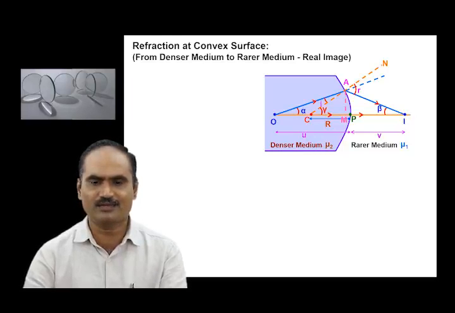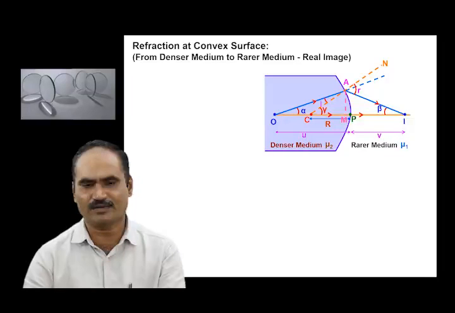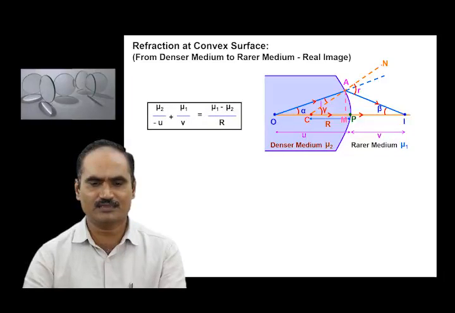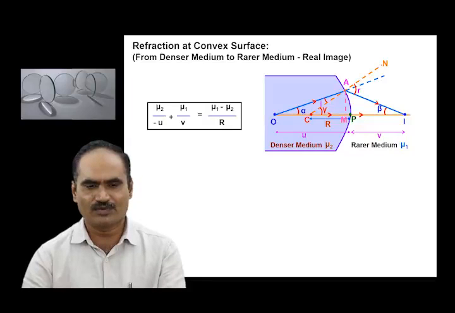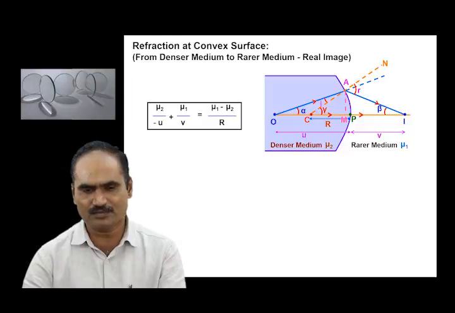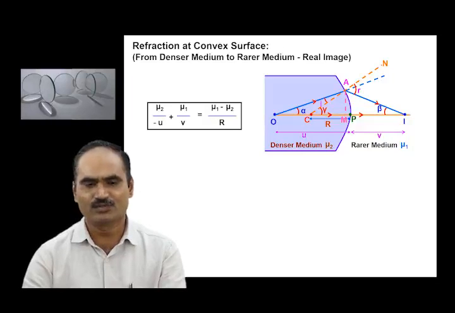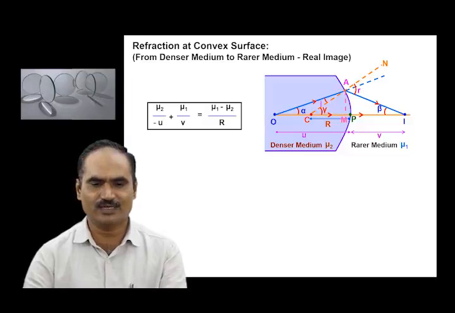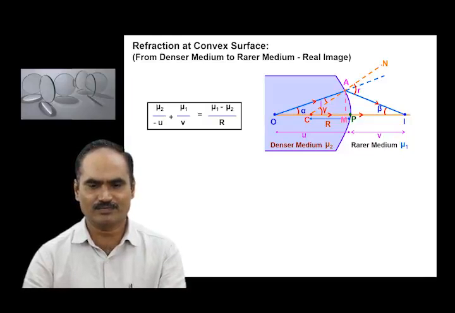But one more small clarification I would like to give here: if you take an object inside the denser medium, like this, and the image is obtained here, then we can notice small changes. Where you will have to change is mu2 here. In the previous one it was mu1, and here it is mu2. So mu1 and mu2 will be interchanged, only that much. Otherwise everything is the same. Right?